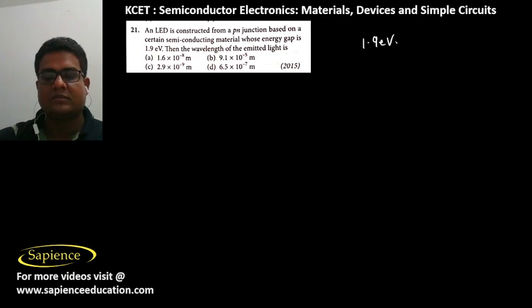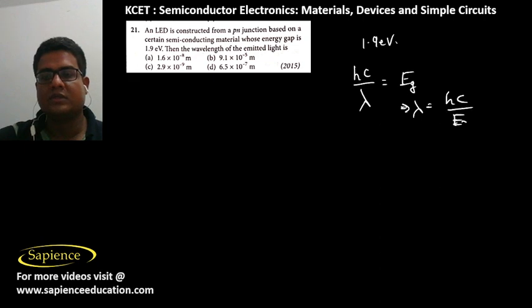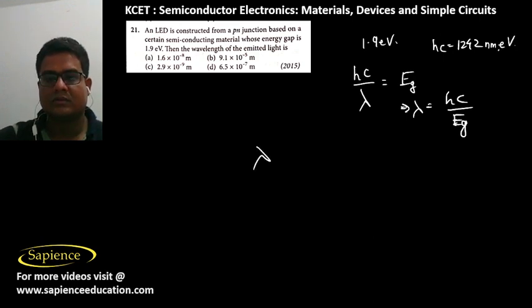So you know that hc by lambda should be equal to the energy band gap. So the wavelength will be equal to hc by Eg. hc we know is equal to 1242 nanometer electron volt. So lambda will be equal to 1242 divided by 1.9 nanometer.